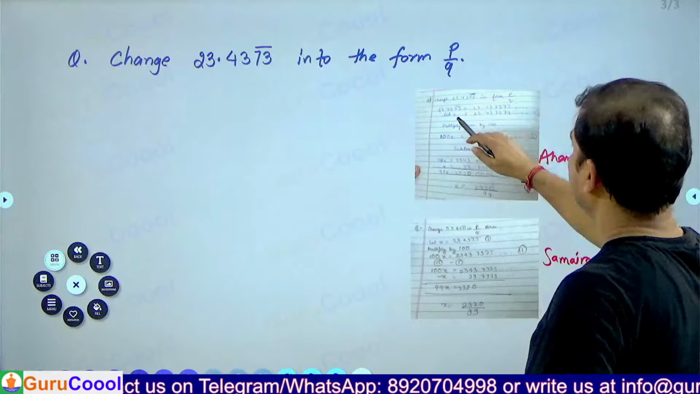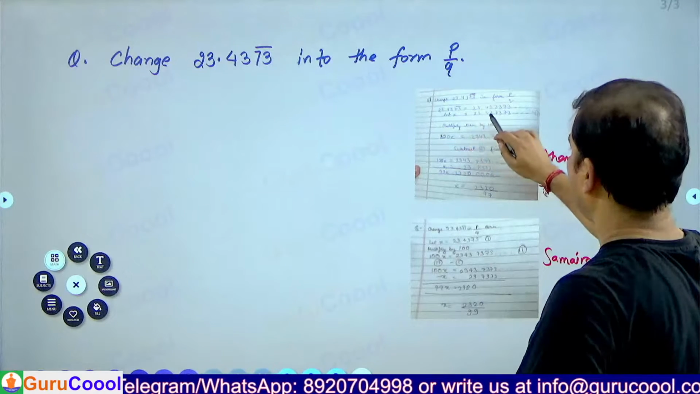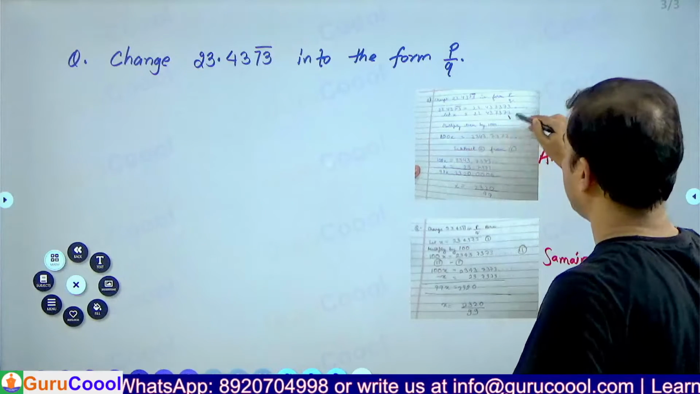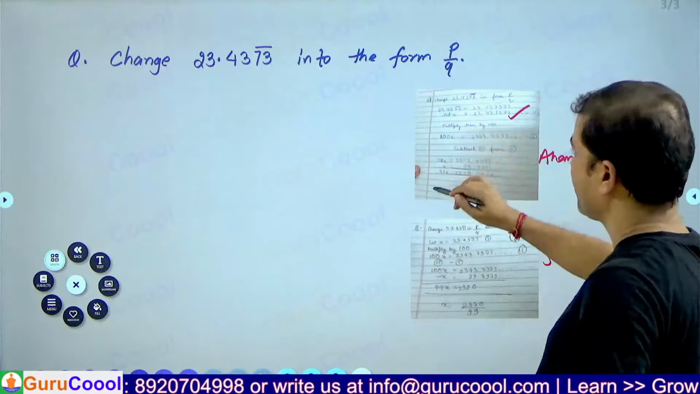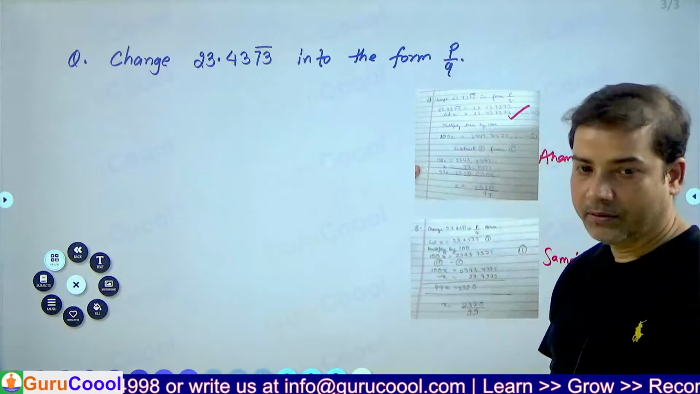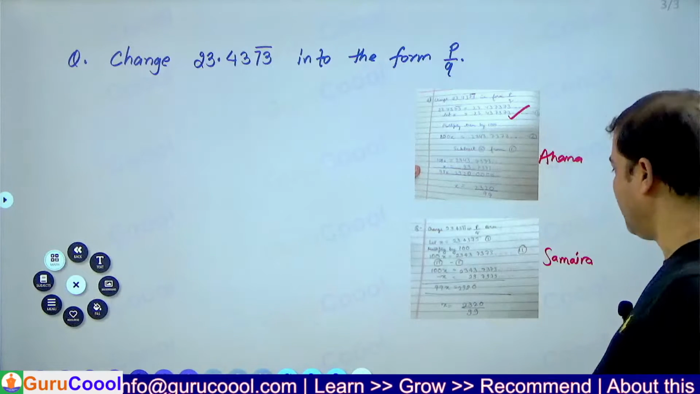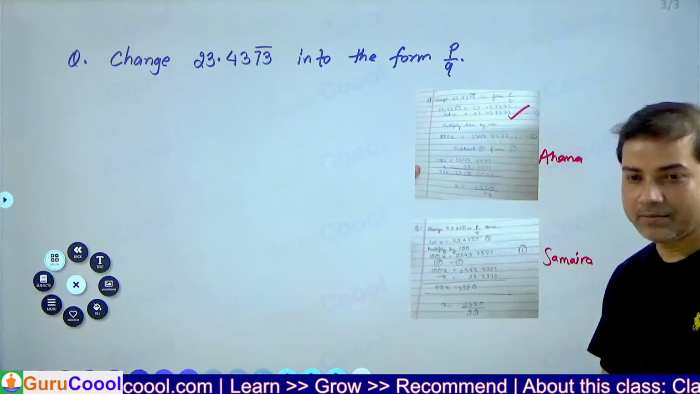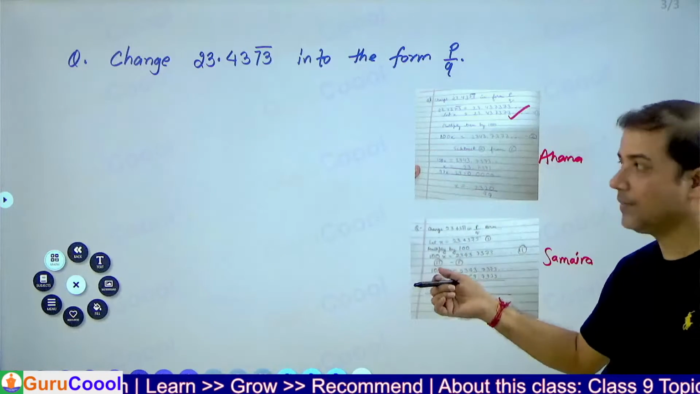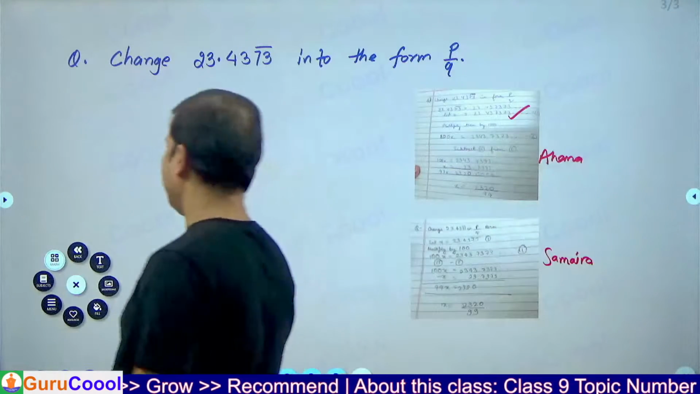x is equal to 23.437373. First equation is correct. Sir, I did some subtraction mistake. Okay. You both found your mistakes, Samaira, Ahana? Yes. Okay.